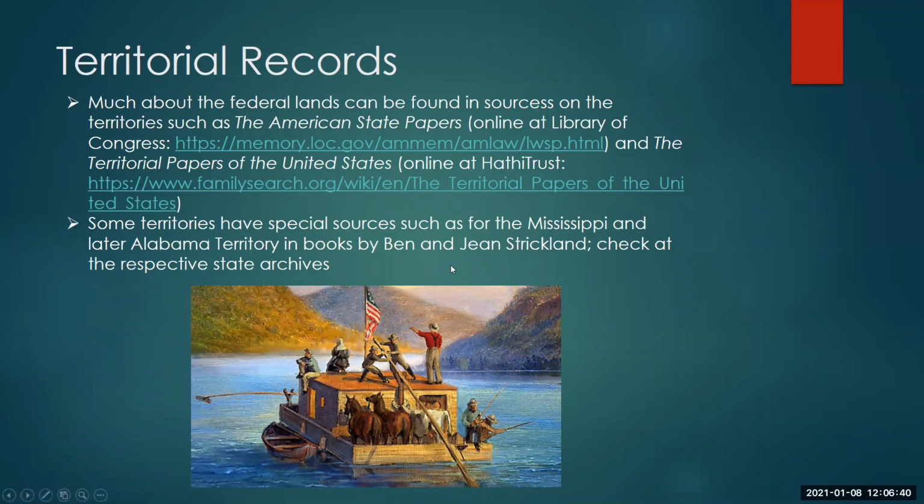Now, some territories had special sources, such as the Mississippi and later Alabama Territory, in books that were done by Ben and Jean Strickland. They did a huge series of books on the Mississippi Territory and its records. A wonderful resource for Mississippi and also Alabama, because Alabama was created from the Mississippi Territory. So, as I say, in each of these states that had been territories, check at their respective state archives and learn what is available in the way of territorial records.